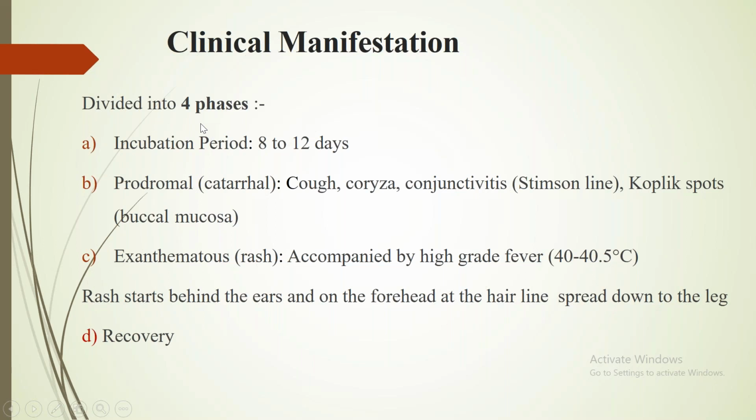There are 4 phases. First, of course, there is an incubation period. Then there is a prodromal phase, where the child has cough, conjunctivitis, coryza, and you can see Koplik spots. These are whitish discolorations seen opposite the molar tooth in the oral mucosa. Then there is the rash that we have already discussed. The rash starts behind the ears and progresses downwards to spread over the whole body. After 4 to 5 days of the rash appearing, the period of recovery starts.